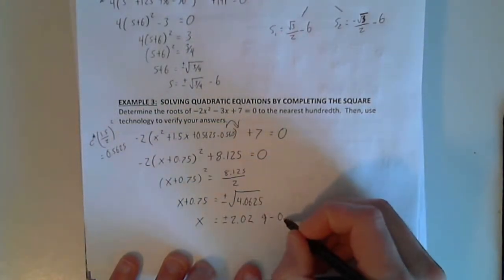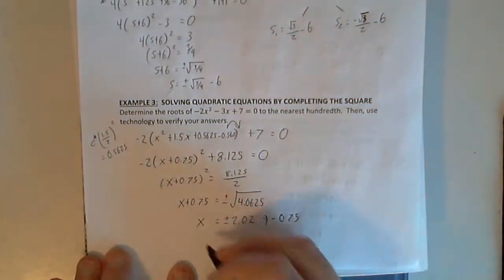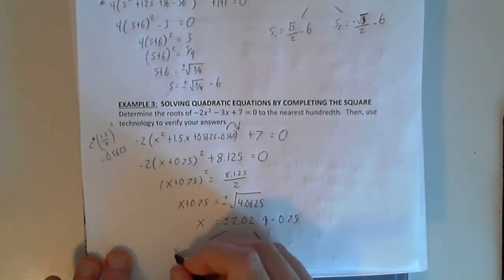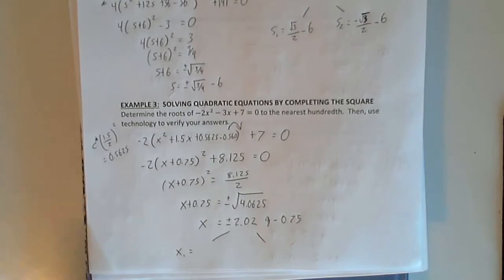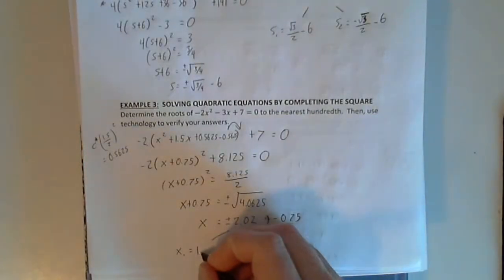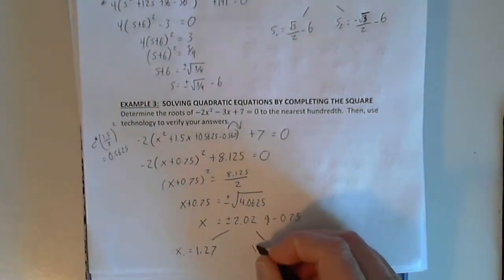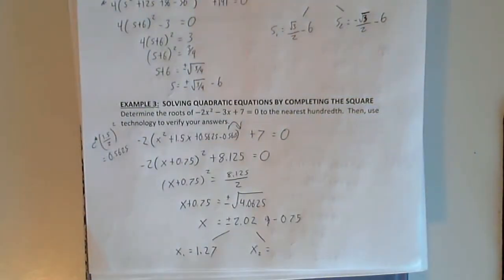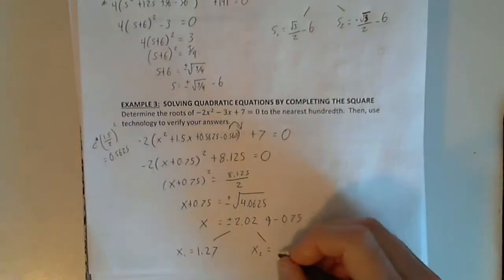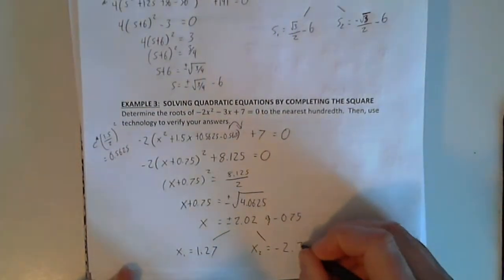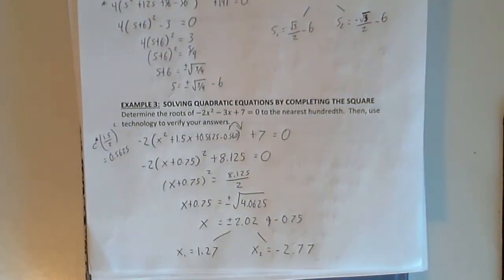Subtract 0.75. So break it down. X1 is equal to 2.02 subtract 0.75, which is 1.27. And X2 is equal to negative 2.02 subtract 0.75, which is negative 2.77. Good. Two solutions. That's it.